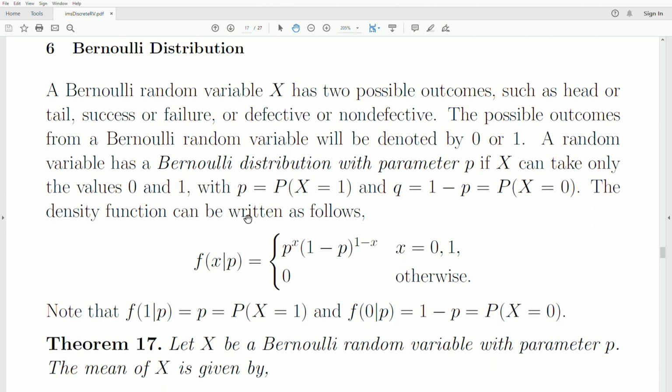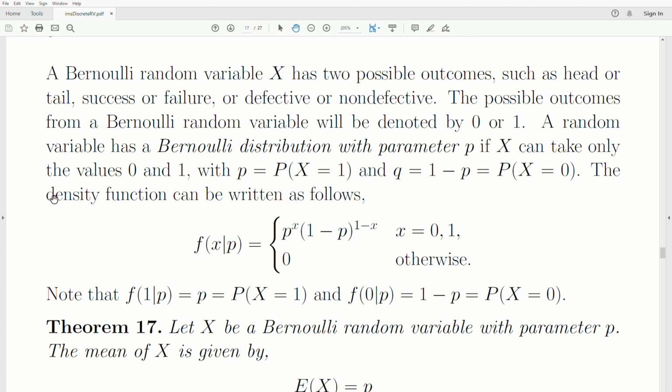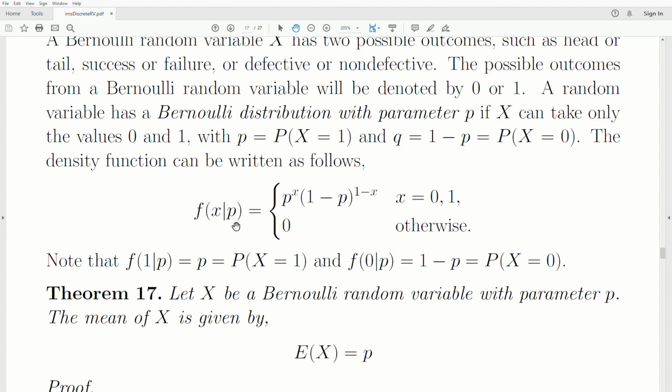The density function can be written as follows. And yes, density function. It's a density function of discrete type. Some would call it a probability mass function. Both are fine. So f of x given p is p to the x, times 1 minus p raised to the 1 minus x, where x takes on the values 0 and 1. Now note f of 1, we plug in 1 here and we get p, which is the probability that x is equal to 1. F of 0, we plug in 0, we get 1 minus p, which is the probability that x is equal to 0.